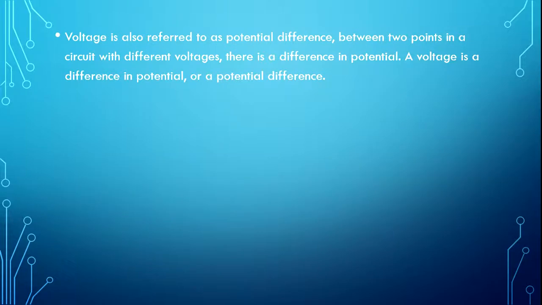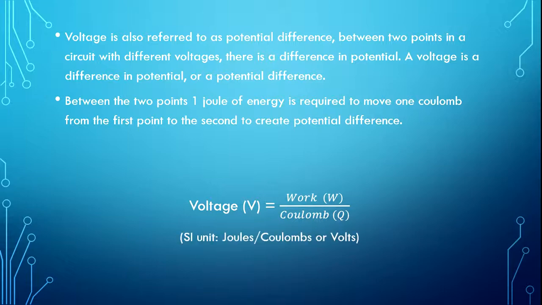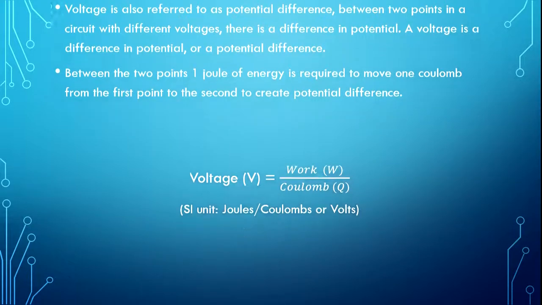So, why is voltage called potential difference? Because between two points in a circuit with different voltages, there is a difference in potential. Between the two points, 1 joule of energy is required to move 1 coulomb from the first point to the second to create the potential difference. From this statement, we conclude that voltage is equal to work divided by coulomb. In other words, a potential difference of 1 volt means that 1 joule of work is done per coulomb of charge. The unit of voltage is basically joules per coulomb, or volts.